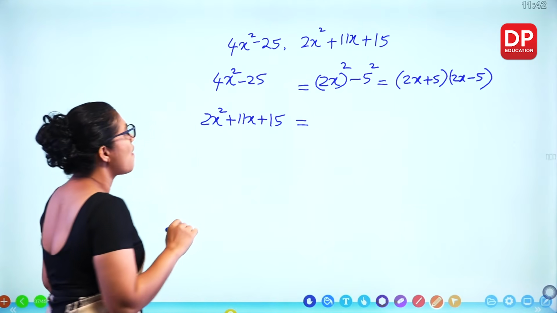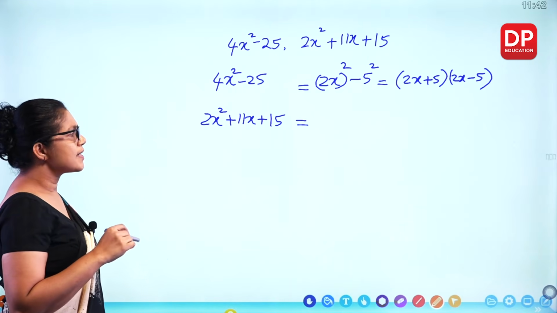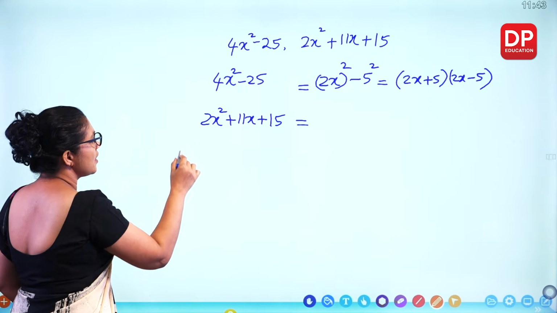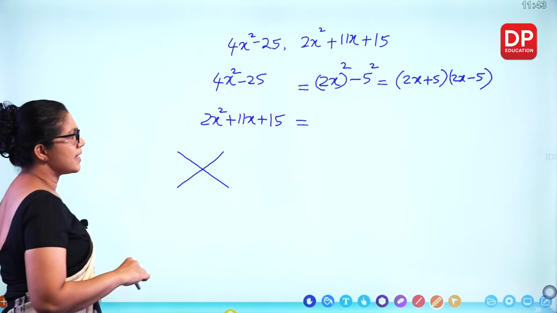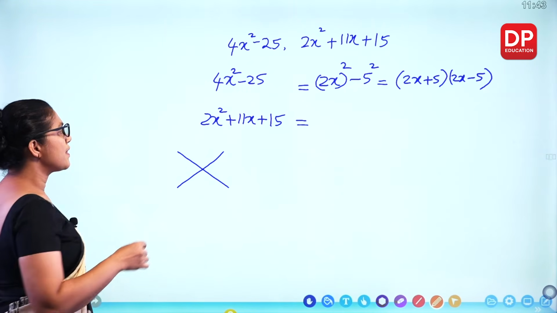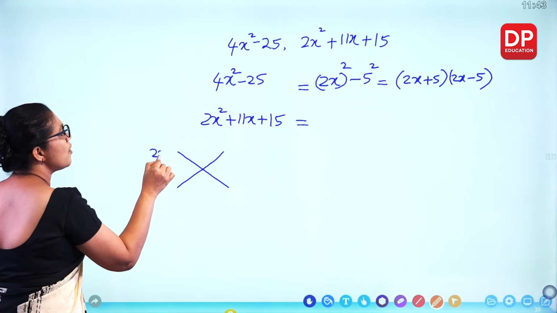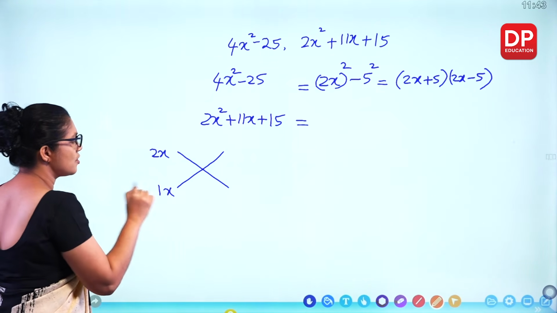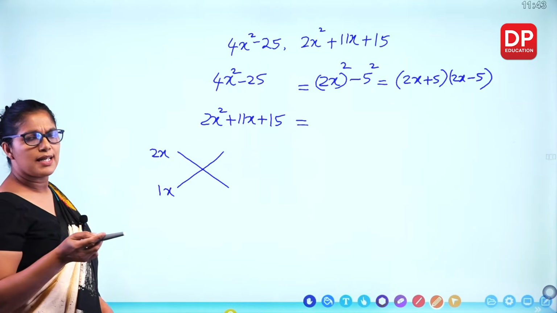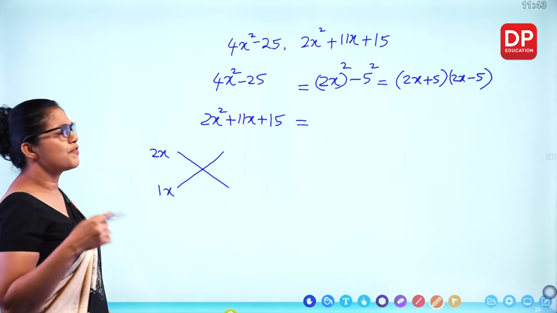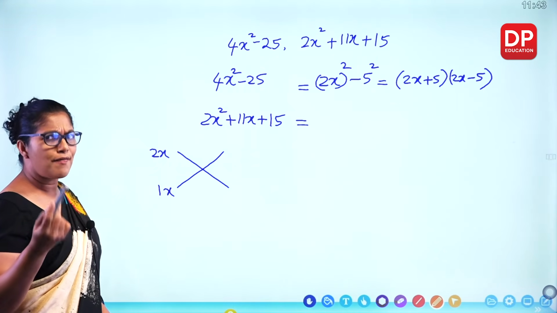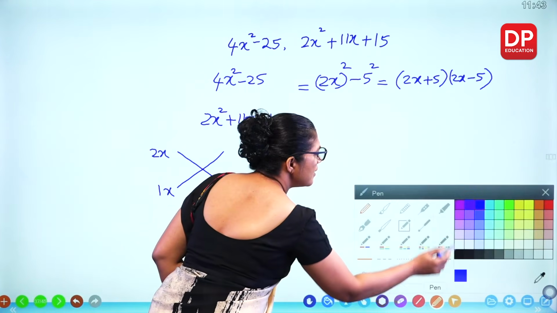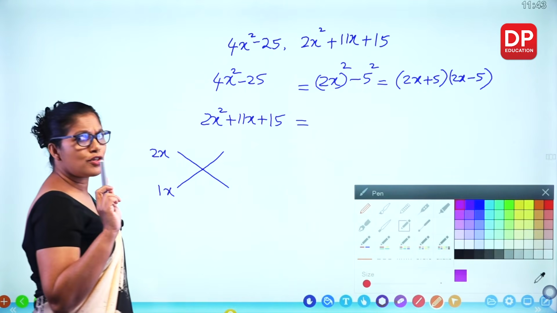This one, 2x squared plus 11x plus 15. So here what can I do? I can use the cross method. So when you are using the cross method, you can find out factors of 2 are 2 and 1. So 1x and 2x. For 15, 5 and 3, 15 and 1. Several factors are there. So this is, I told you, trial and error. At once you won't be able to get the factors.